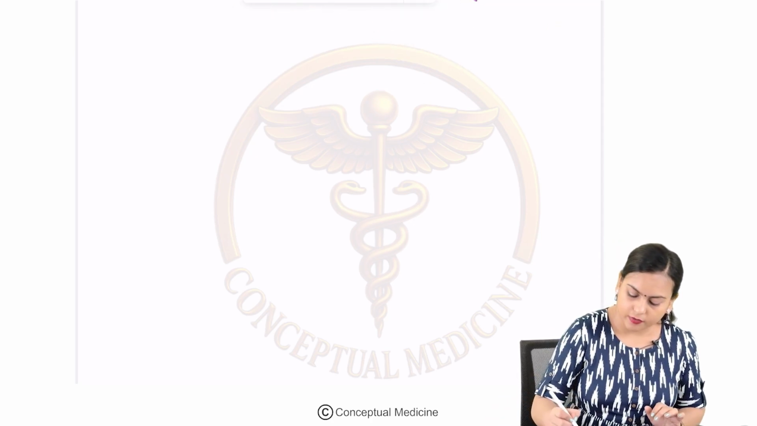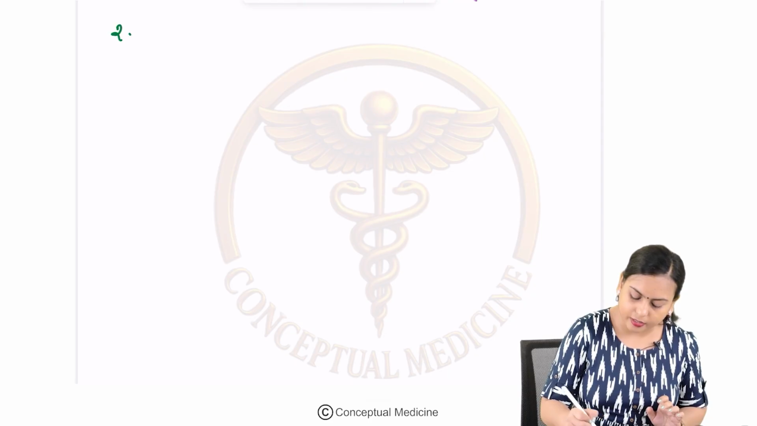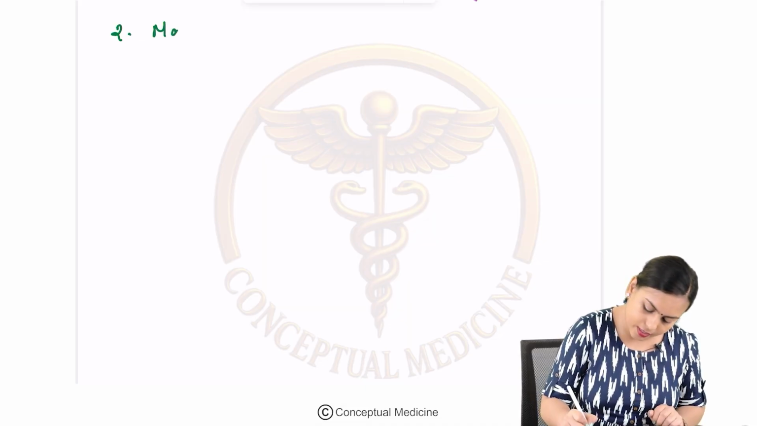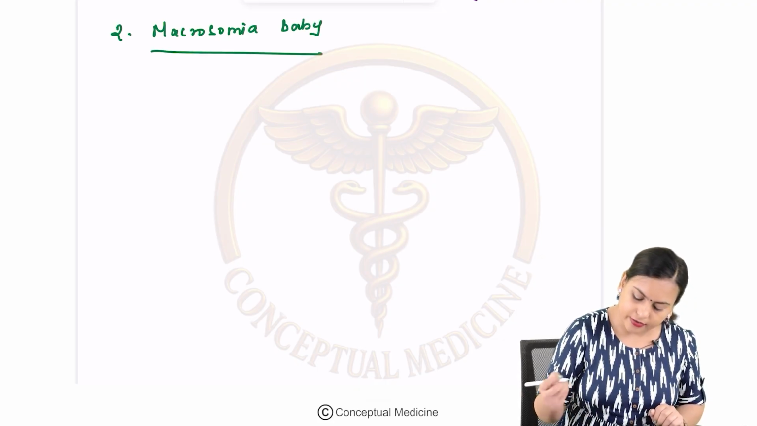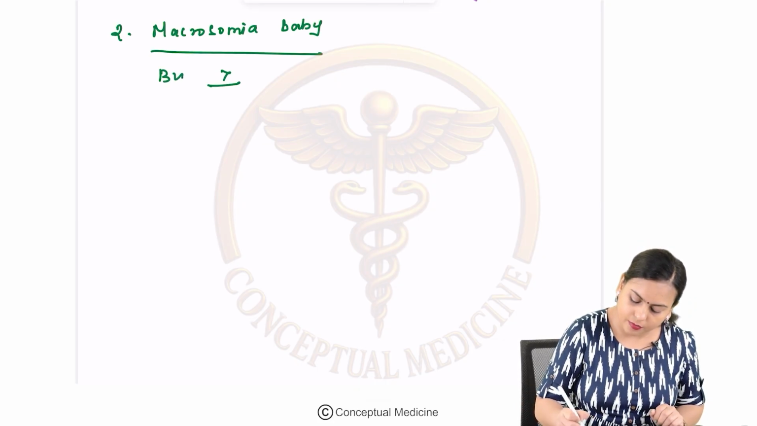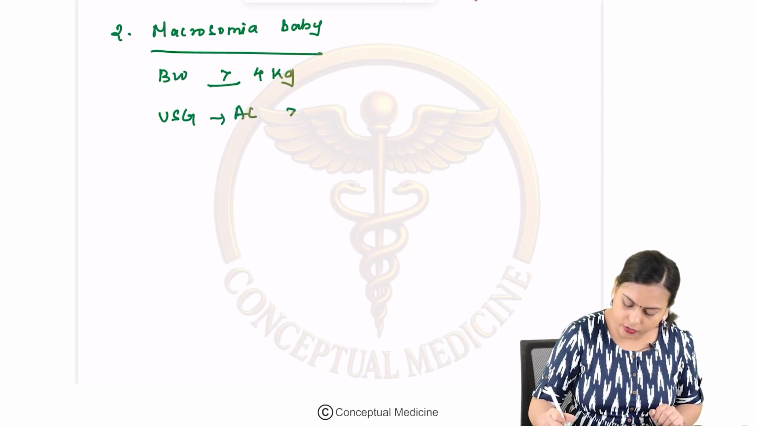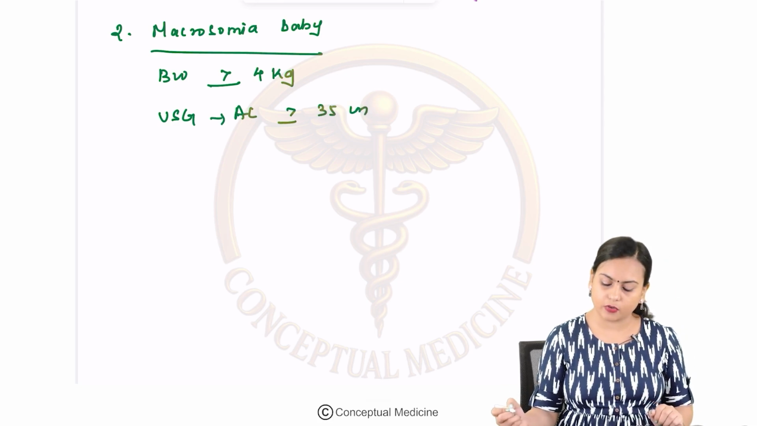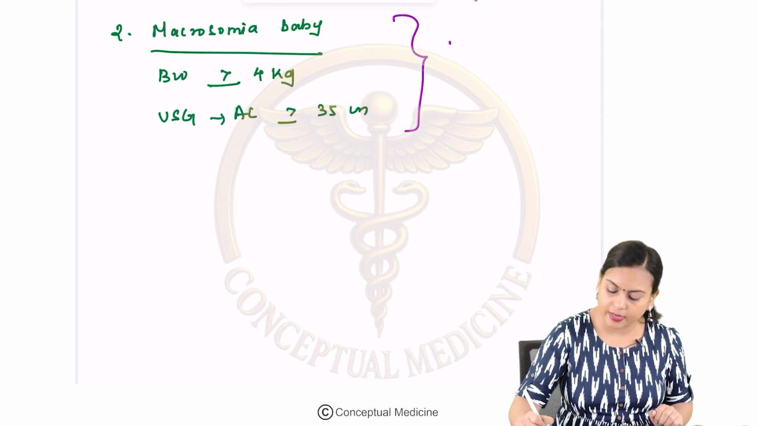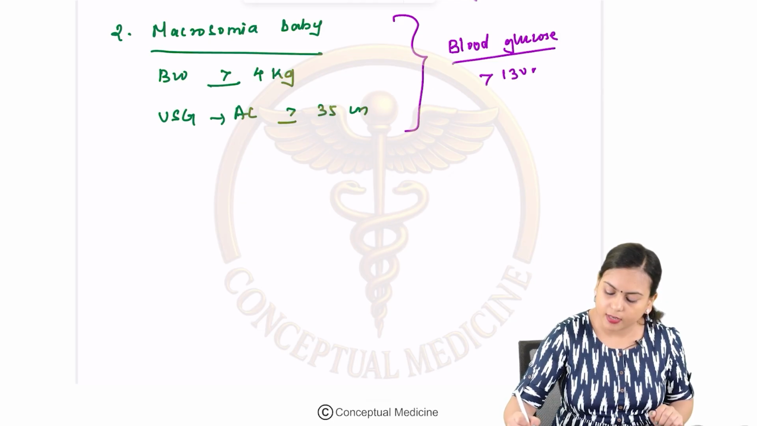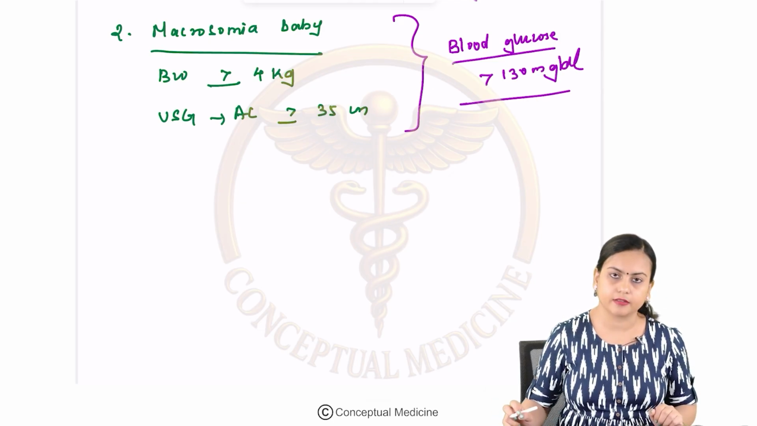Clear? Right. Now, we will see the next complication that can occur in the baby. Already we have seen, the baby can be macrosomic. That is macrosomia. I already told the definition: the birth weight will be more than or equal to 4 kg, and during the antenatal period, in the USG the abdominal circumference is going to be more than or equal to 35 centimeter. This complication is high when the blood glucose values of the mother are more than 130 milligram per deciliter. Clear?